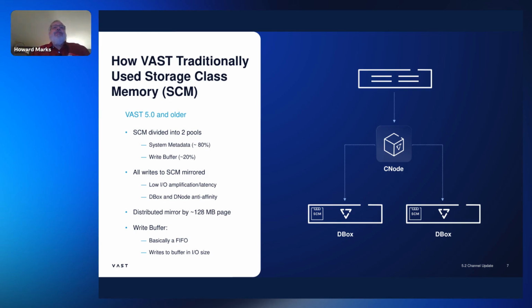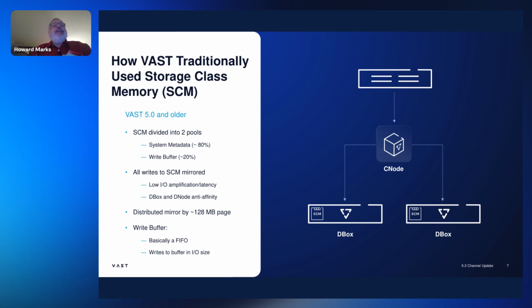Moving on from E-boxes, let's talk for a minute about how VAST uses SCM. Traditionally, SCM is used for two purposes. About 80% of the SCM capacity in a cluster is used to hold system metadata. Because the system metadata is in SCM, we can make small writes to the SCM, update metadata in place with high performance and low concern about endurance. The other 20% of the SCM is used as the write buffer. Data comes into the system, gets put in the write buffer, later gets migrated to QLC.